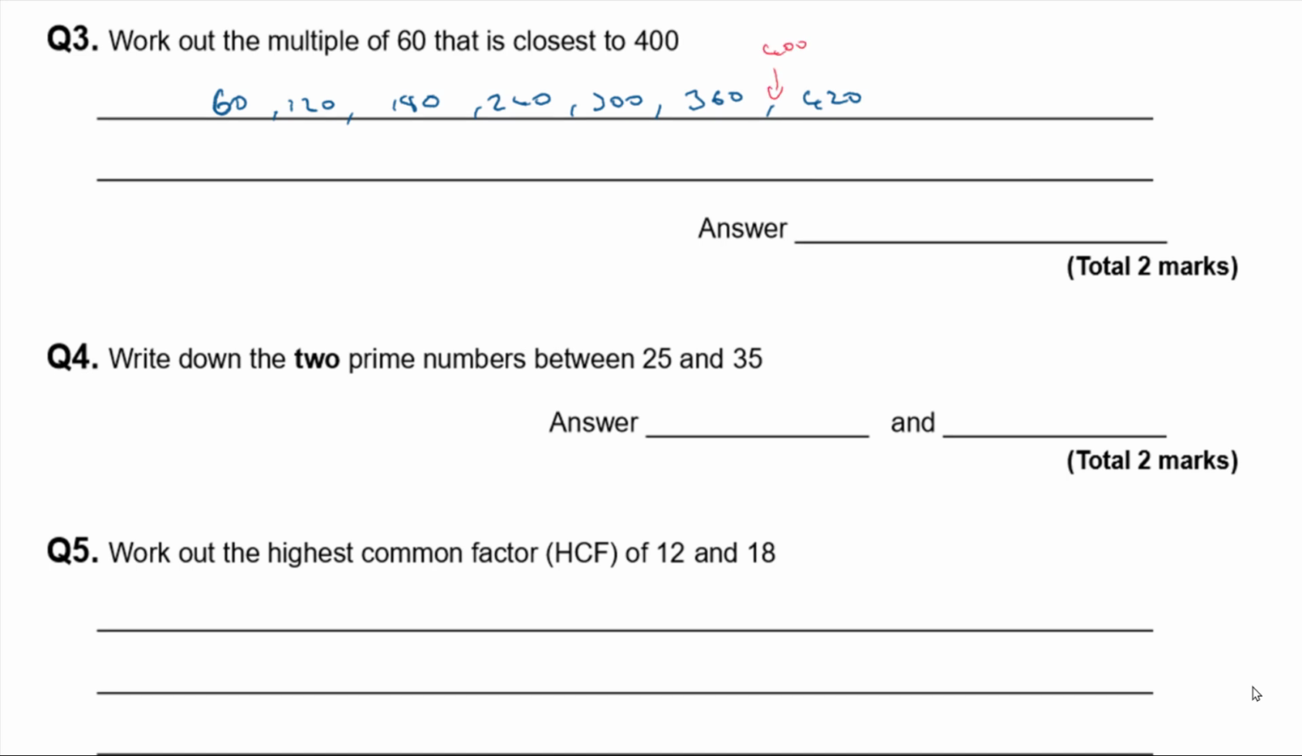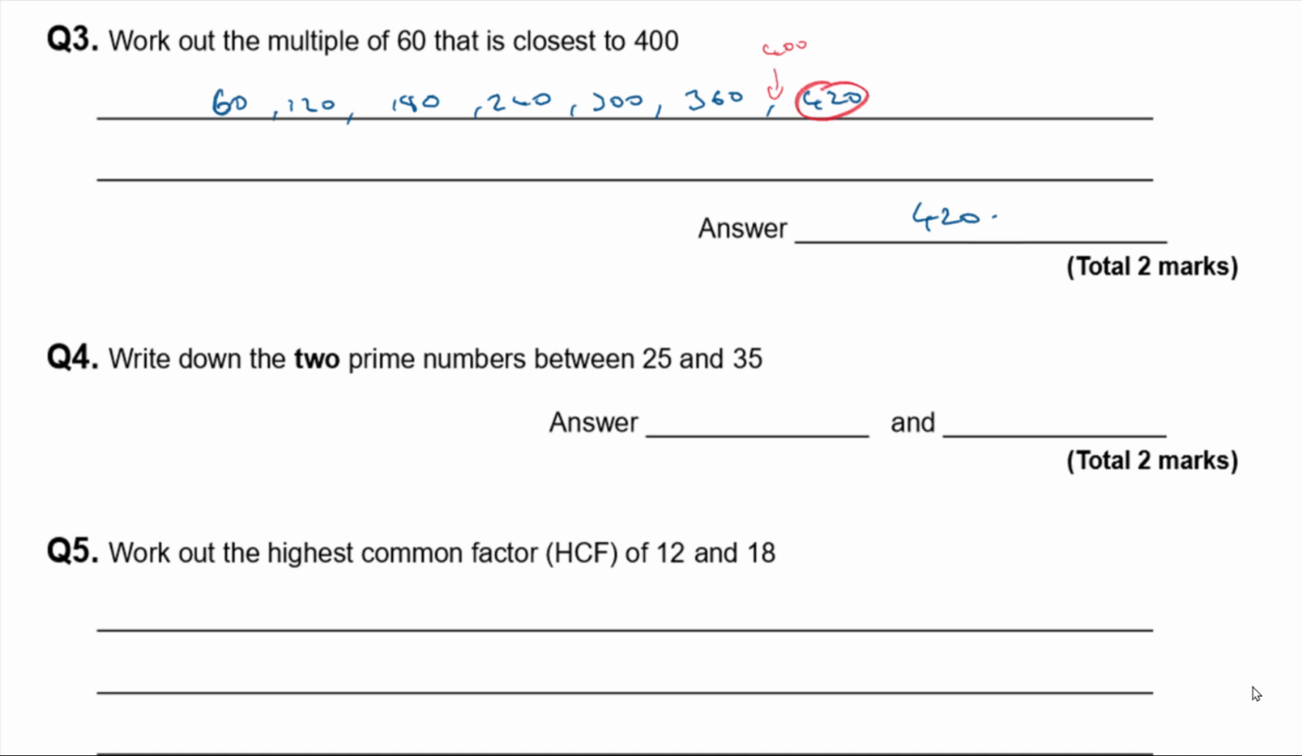400's in the middle here. Now 400 is closer to 420 because the gap there is 20, whereas the gap between 360 and 400 is 40. So I'm saying that one there is the closest. So 420. Question 4 says write down the 2 prime numbers between 25 and 35.